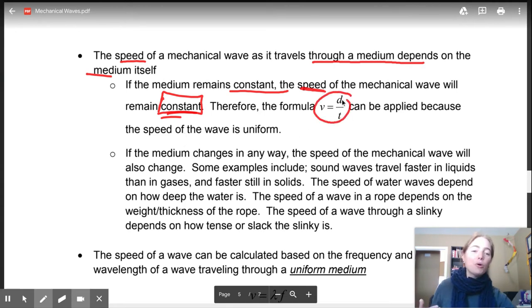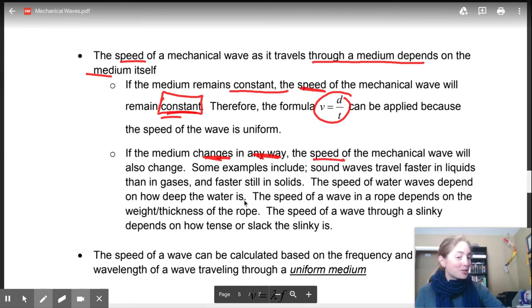And in uniform motion, we can use v equals d over t to calculate how fast, how far, or how long it takes a wave to go somewhere. Okay? If the medium changes in any way, from temperature to density to anything, the speed is also going to change. So some examples, like sound waves, they go faster in liquids than in gases, and even faster in solids.